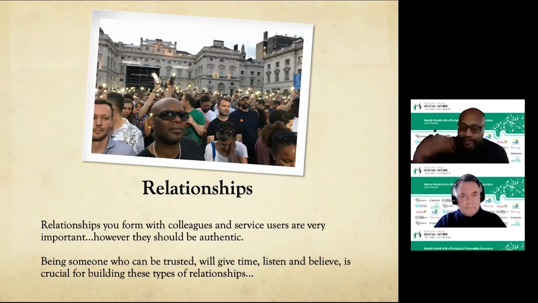So being someone who can be trusted, will give time to listen and believe, is crucial for building these types of relationships. So in that instance, you're not there to cure the person or fix them, but there is a way to engage by listening, giving some time. I didn't include setting boundaries, but that's another crucial one as well. The relationships that we build, and this might go without saying, but I think it's really important, it goes back to that idea of relational capital, are vital.